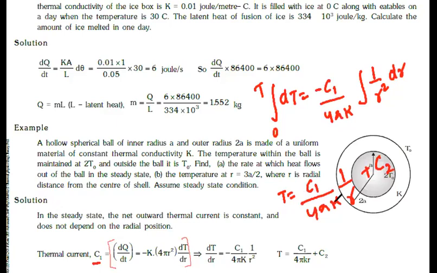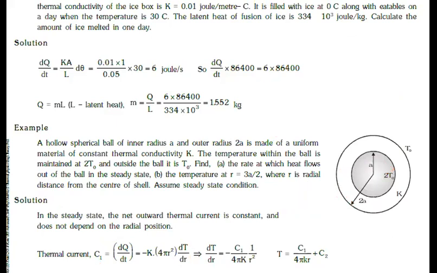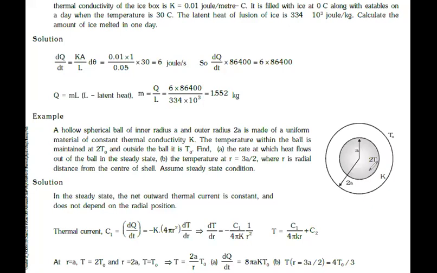Now, temperature in terms of radius is given. So think about it. If this is the equation of temperature with respect to radius, then at radius equal to A, temperature is 2T0. So put the value 2T0 at A. And at 2A, we have T0. So we'll get two equations for C1 and C2. We'll calculate C1 and C2. Yes or no, tell me.